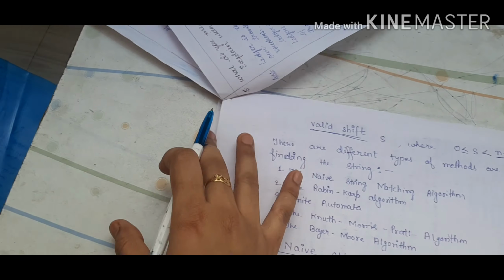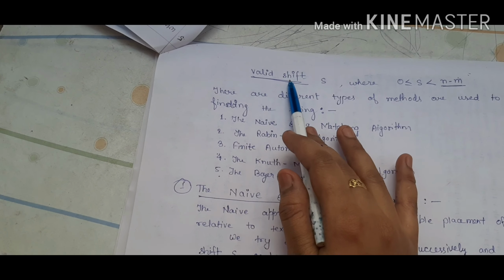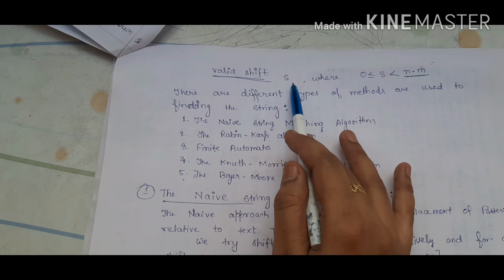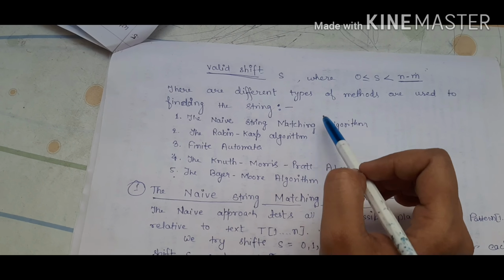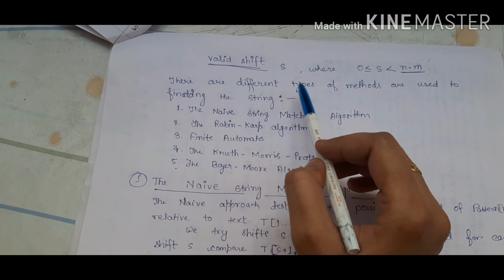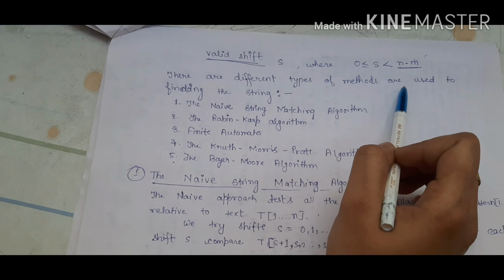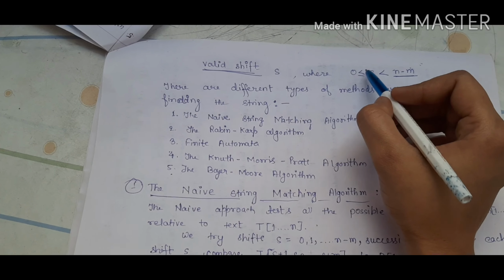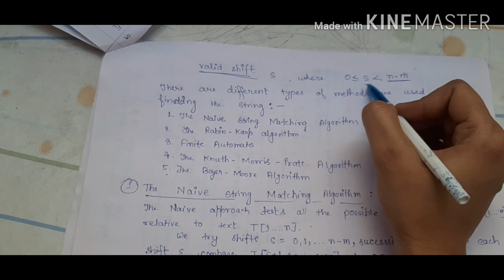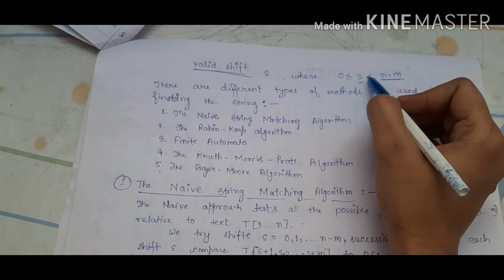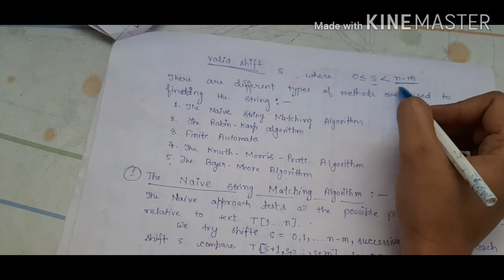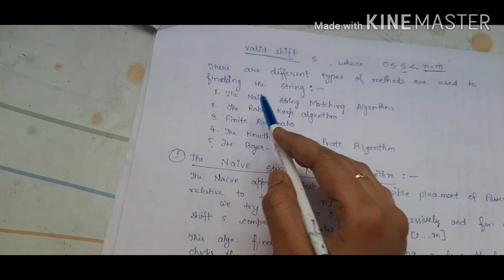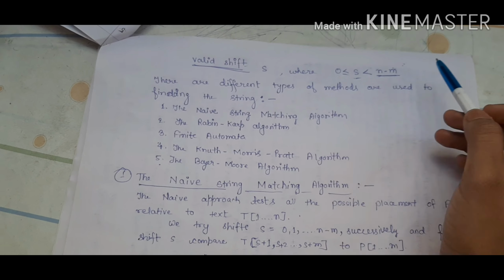There is also an important term known as the valid shift s. We have to shift the pattern to check whether it exists in the given text or not. There are different types of methods, and the length of the shift s is less than or equal to n minus m. We will demonstrate it later, that is why it is n minus m.